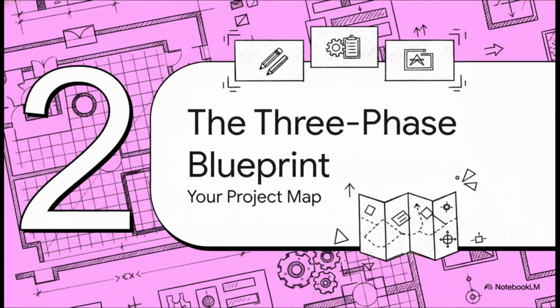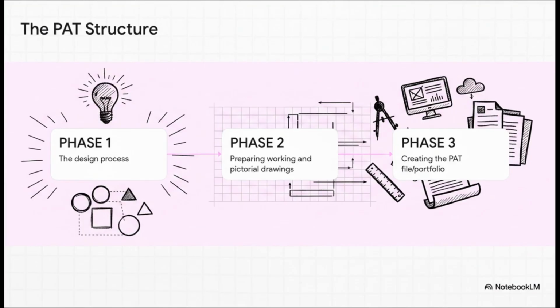Okay, a project this big can feel a little overwhelming, right? But don't worry, it's actually broken down into a really clear blueprint. So let's jump into section 2, the three-phase blueprint. Think of this as your map for the entire journey. The whole PAT is neatly split into 3 manageable phases.